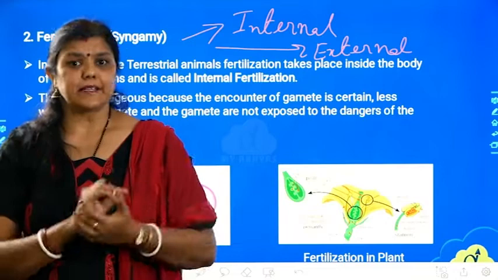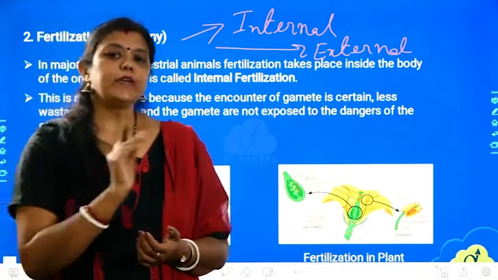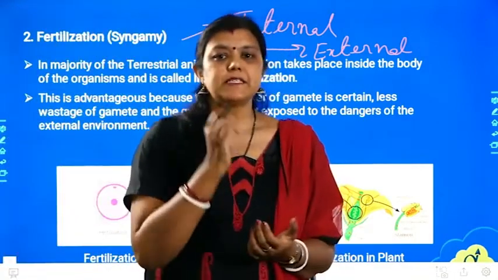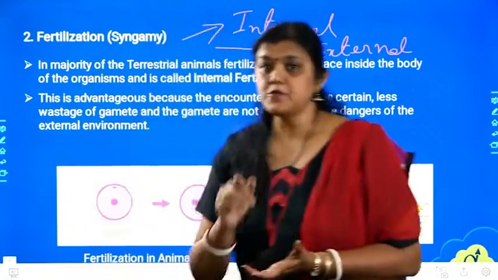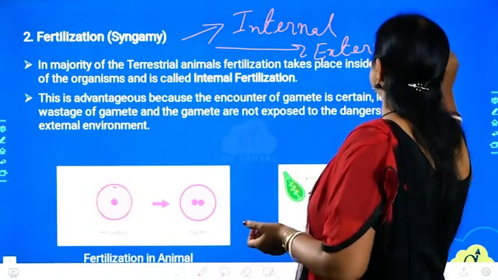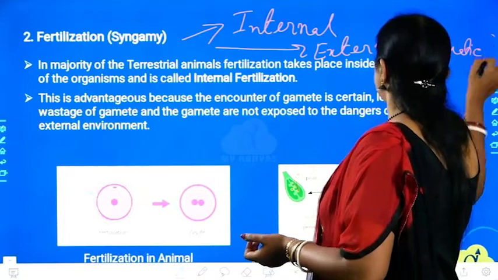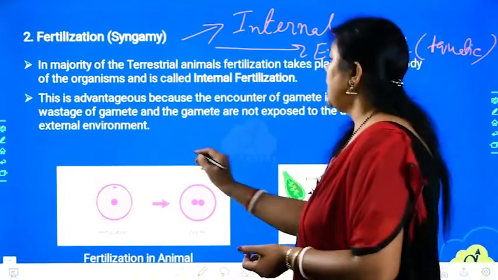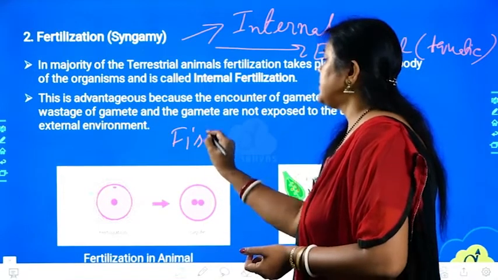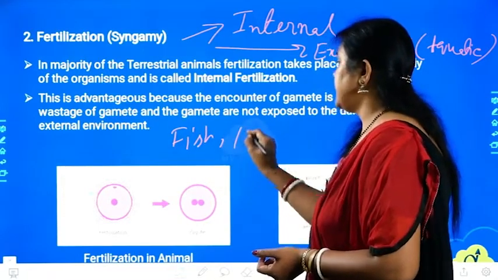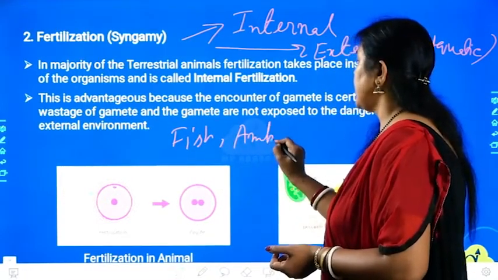Then what happens in external fertilization? During external fertilization, this is basically seen in aquatic organisms or aquatic animals. It is also seen in amphibians and fishes. Aquatic organisms, let us give an example. I can give the example of fish. Also the amphibians like frogs.